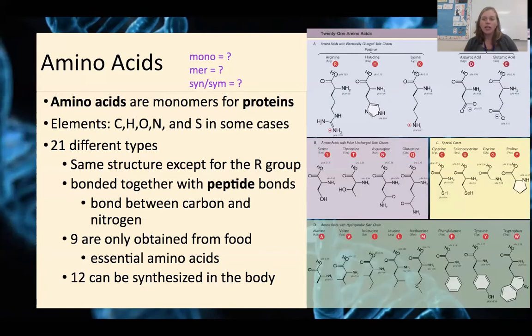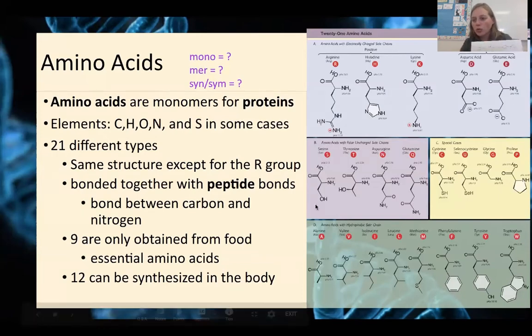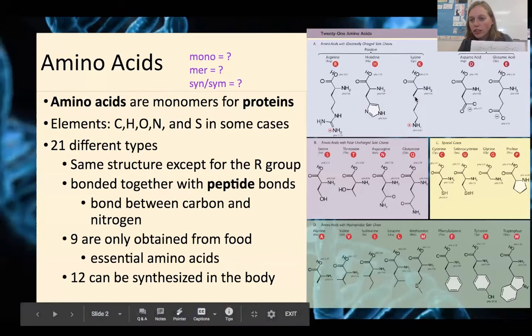So keep in mind how we can attach monomers together. We talked about that last time. Dehydration synthesis puts the molecules together. It's going to do that by pulling out a water molecule. So let me show you how that's going to work here. Let me make this a little bigger for now.